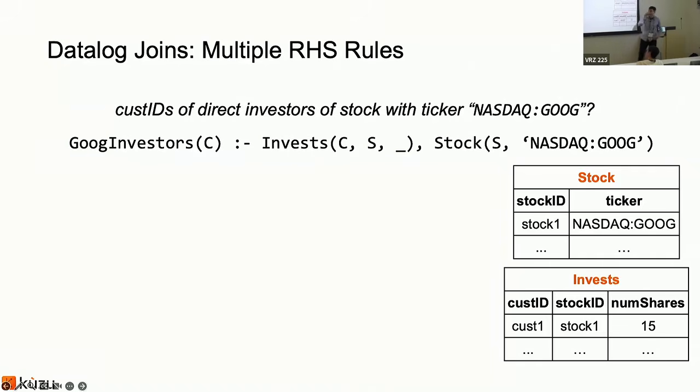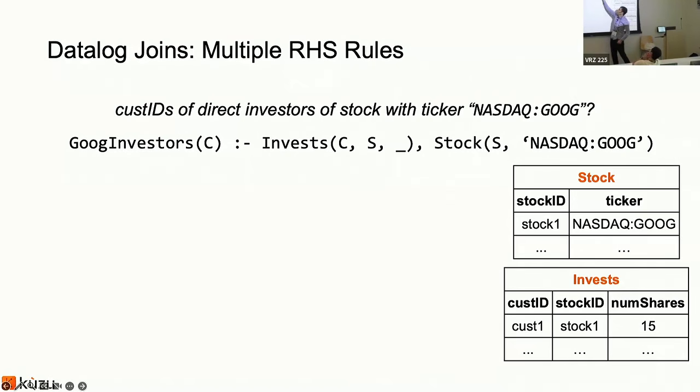The if-then rule that you would write is something like this. Whenever there is essentially an investor C who has invested in a stock S, and this is a variable I'm sharing here, what that means is that I want an equality of these two variables. Whenever there's a customer C and that customer C invests in a stock S, and the ticker of that stock is the string NASDAQ Google, produce me the ID of the customer in the output. Okay, so it's an if-then rule. Whenever the right-hand side is satisfied, produce me a tuple on the left-hand side.